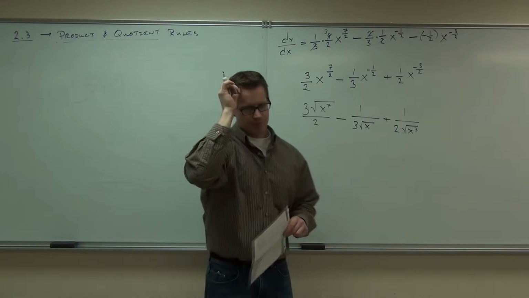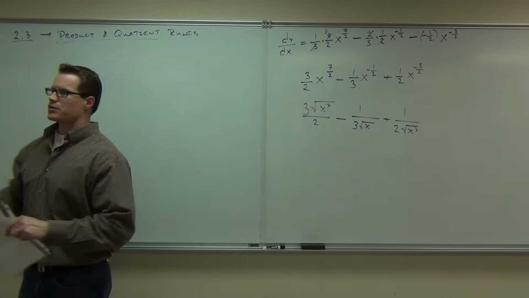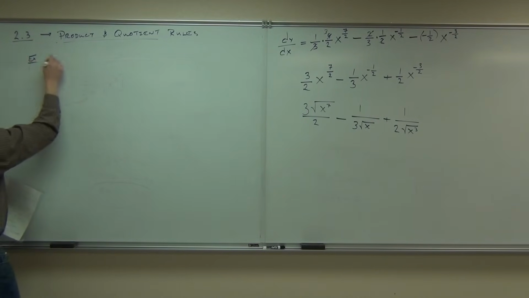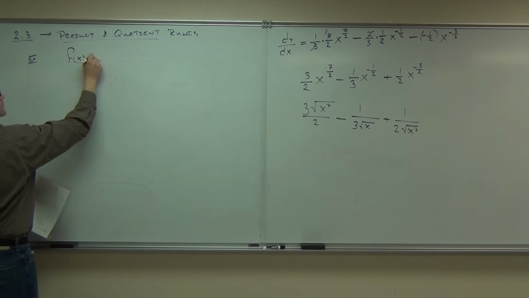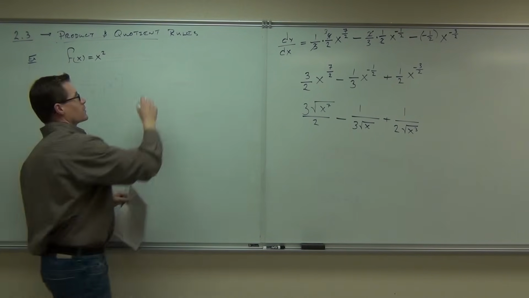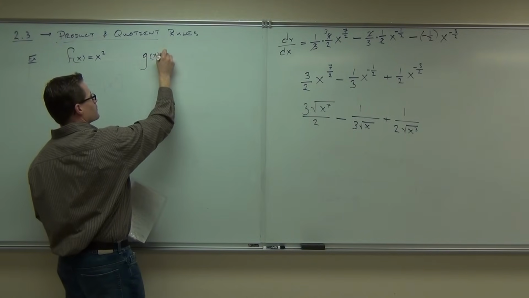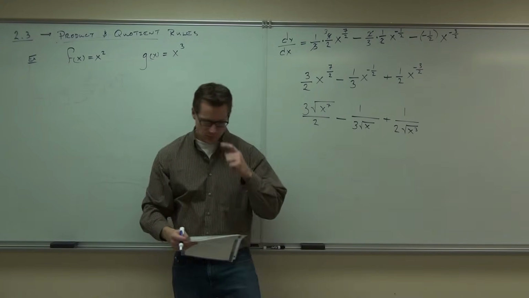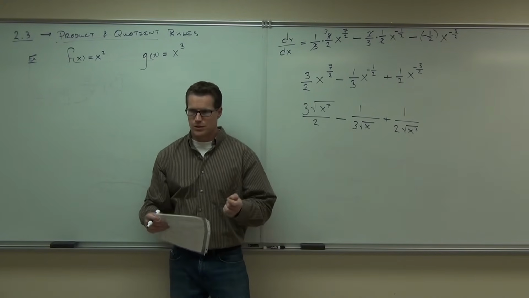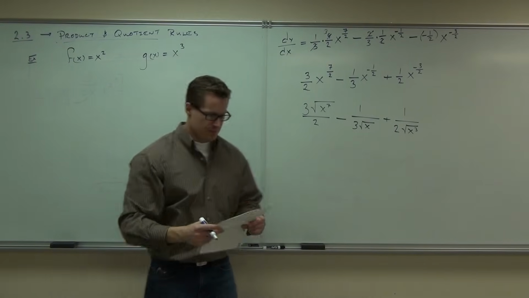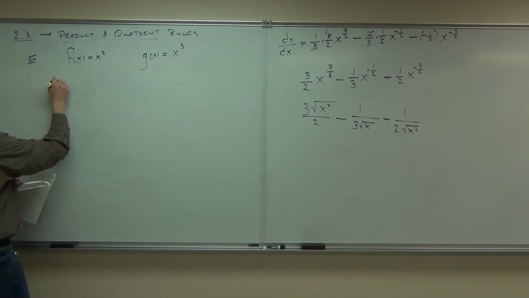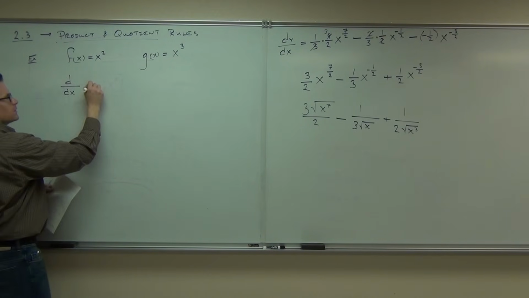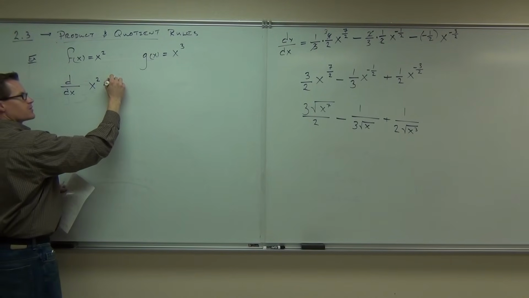Here's the scenario. Let's suppose that we start with two functions. I'm going to give you some very basic functions. f of x equals x squared. g of x equals x cubed. Here's what I want to know. Is it possible to take the derivative of one function times another function?